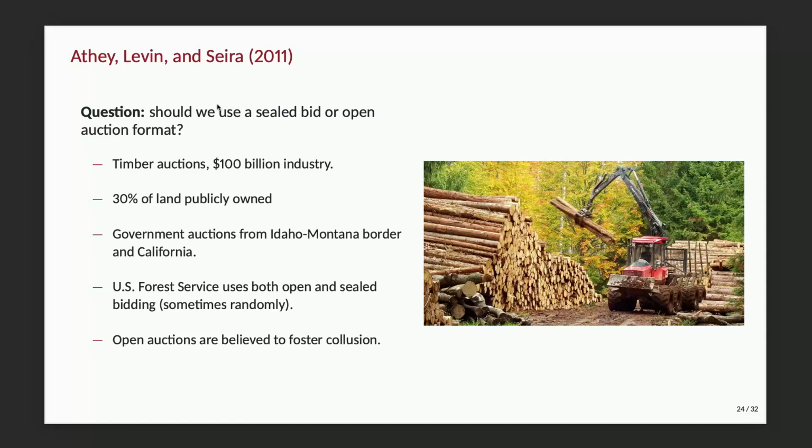Okay, so the way this works is that they inspect or cruise this tract. They look at what is there, and then tracts of land are auctioned off. And they have data from what they call the northern regions, the Idaho-Montana border, and California. What is really nice about this setting is that the U.S. Forest Service uses both open and sealed bidding, and in some instances, even randomly so, it appears.